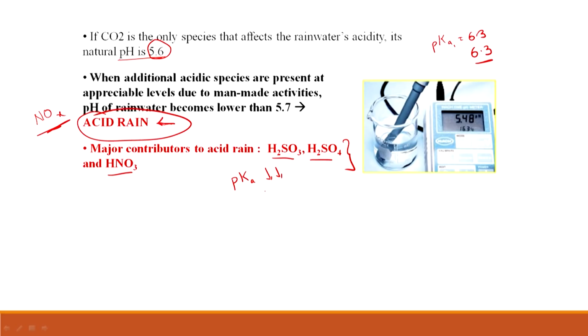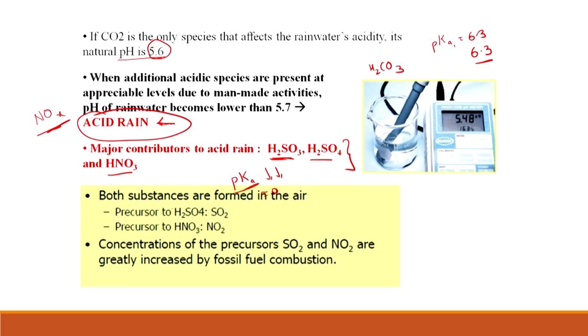I think either near 0 or almost 0, right. So, what does that mean? Whatever is present out there is always going to dissociate, that is what it means, unlike the case with respect to H2CO3. Right. That is why the major contributors are obviously those that have a very low pKa, right.